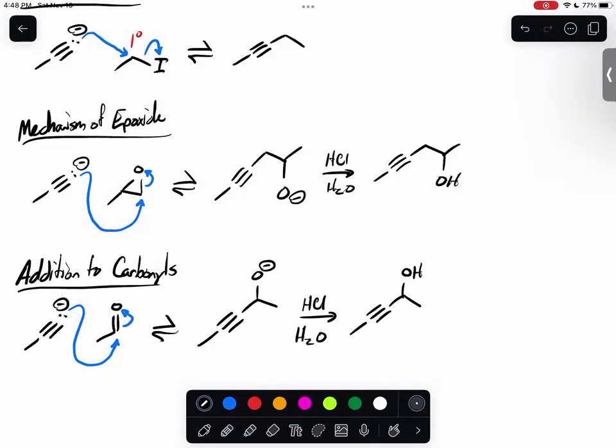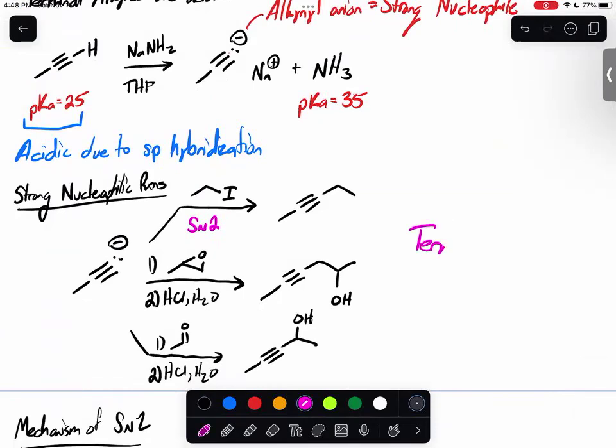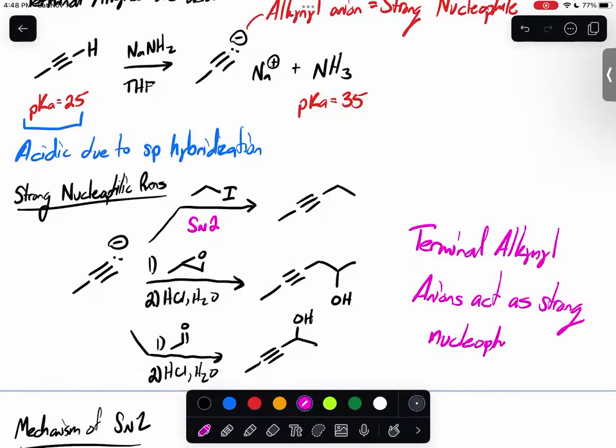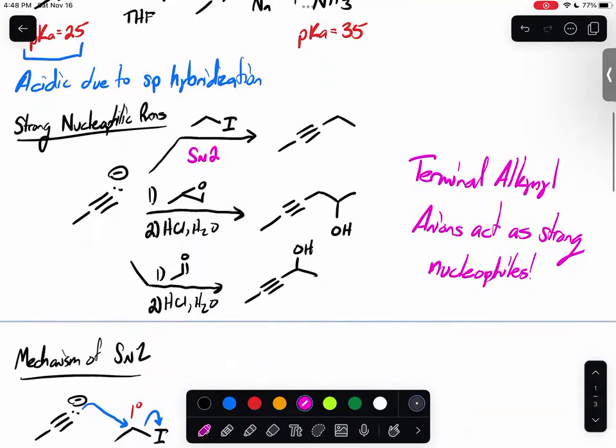So needless to say, terminal alkynes act as strong nucleophiles if they are deprotonated. So those would be terminal alkynyl anions. Now, that in mind, the reason that we bring up this difference between terminal alkynes and internal alkynes is because these terminal alkynes are the only ones that can do that because they're the only ones that have that acidic proton. All right, so internal alkynes can never be made into strong nucleophiles. They're just always weak.